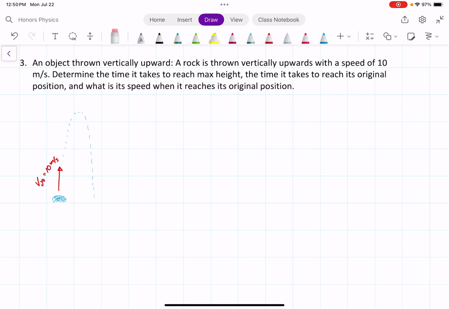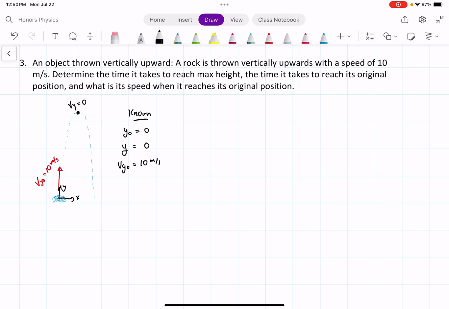So again, we're going to set the reference frame at the rock, and then we're going to write what is known and what we're trying to find. So we know that our initial position in the y is 0, our final position in the y is 0, our initial velocity in the y is 10 meters per second, and we also know that the velocity at the very top is also going to be 0.